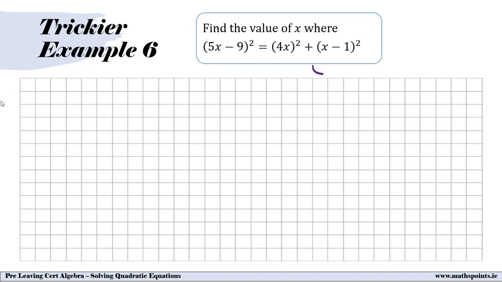So example 6 was taken from a trigonometry question, and people might spot in the format of the equation here that it's similar to Pythagoras theorem, c squared equals a squared plus b squared.